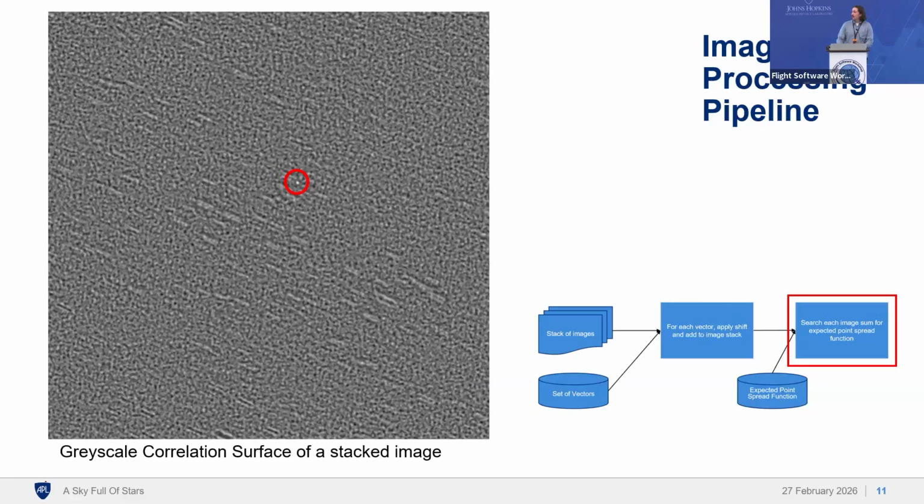After this, what we need to do is search each of these summed images with an expected point spread function. So our point spread function sort of looks like a blurred star, and it's a template matching algorithm. You're going to take that point spread function and shift it across the entire image, and that gives us this correlation surface. A brighter pixel here is indicating a higher correlation, meaning we've matched our search template.